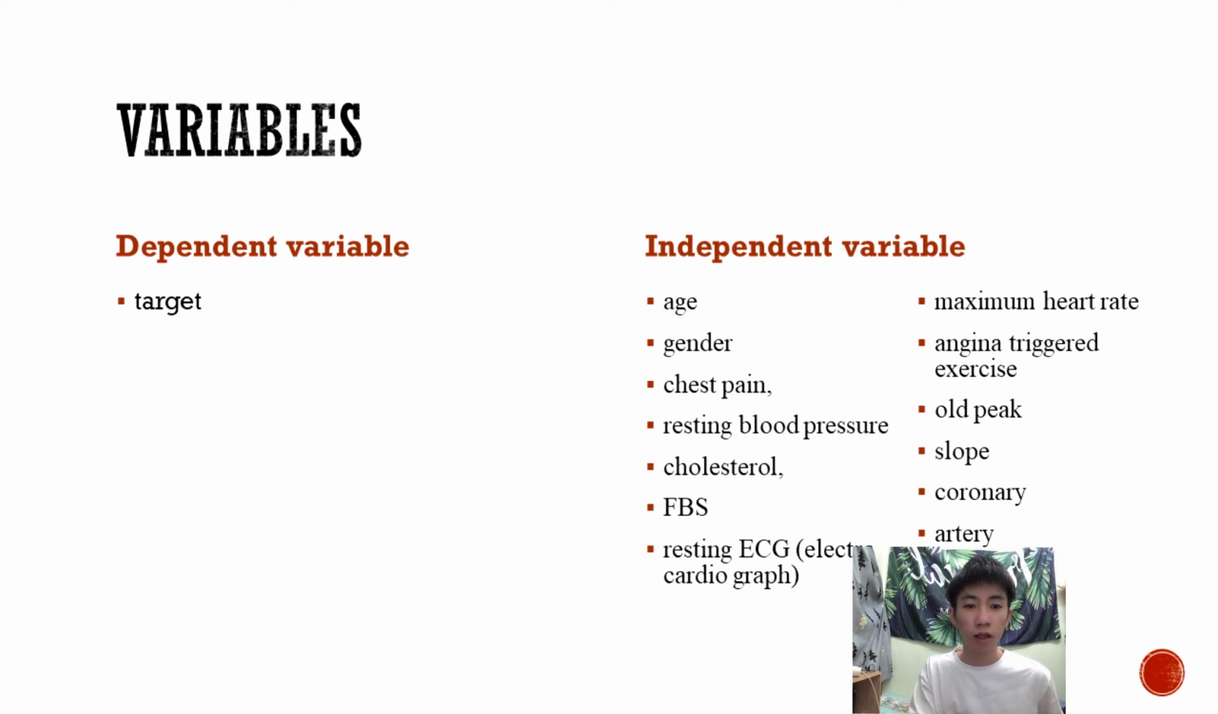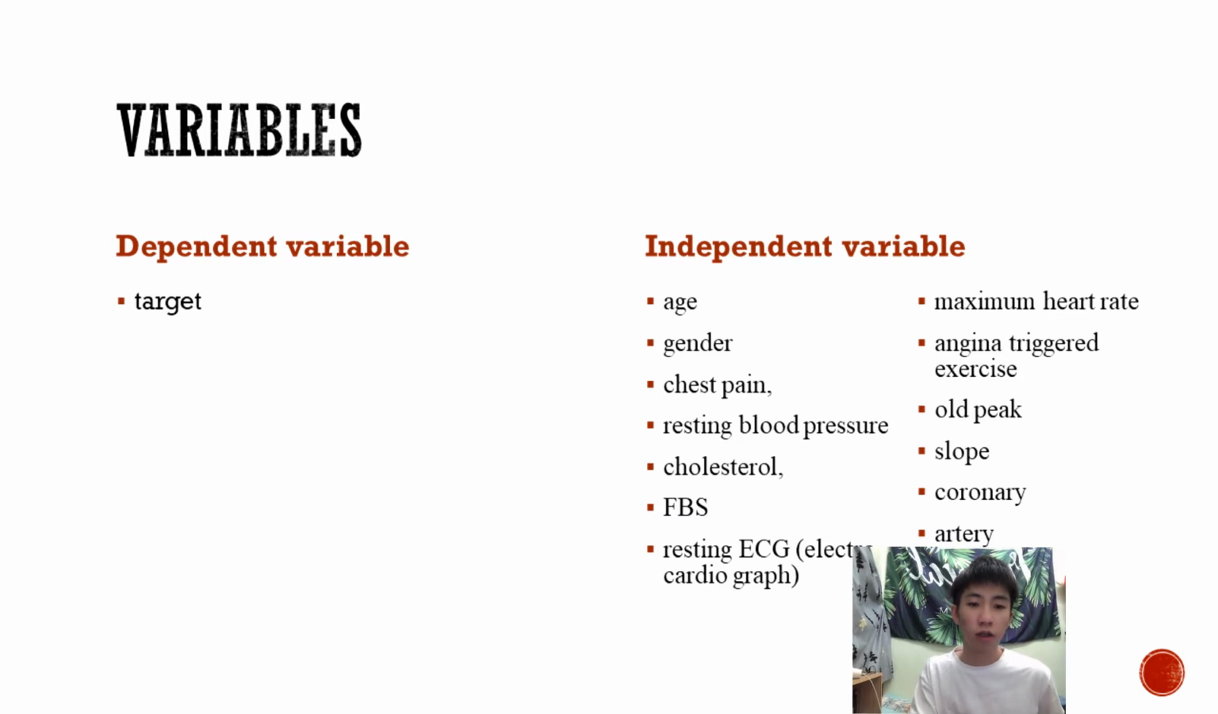Our independent variables are age, sex, chest pain type, resting blood pressure, serum cholesterol, fasting blood sugar, resting electrocardiographic results, maximum heart rate achieved, exercise-induced angina, ST depression induced by exercise relative to rest, the slope of the peak exercise ST segment, number of major vessels colored by fluoroscopy, and thalassemia.